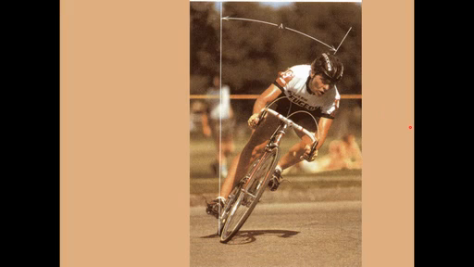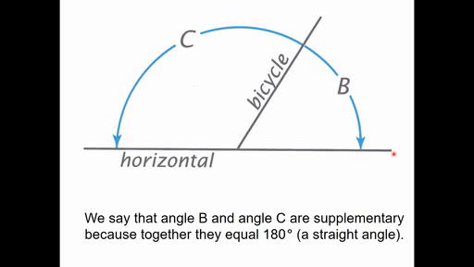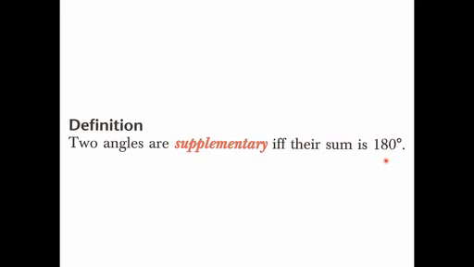Back to this picture, and let's draw some other lines in there. What if we were to draw that in there and that? So slightly different diagram. Angles B and C are no longer complementary because together they equal much more than 90 degrees. Actually, what do they equal when you add them together? Correct. We say that angles B and C are supplementary because together they equal 180 degrees or a straight angle. So our definition here of supplementary: two angles are supplementary if and only if their sum is 180 degrees.